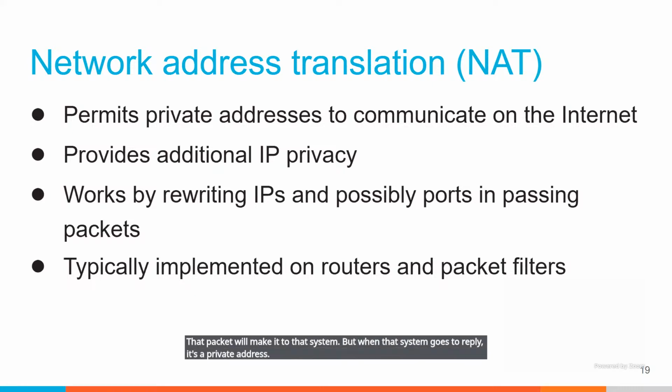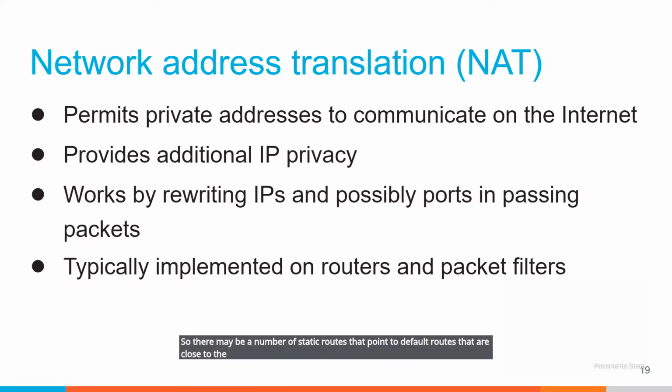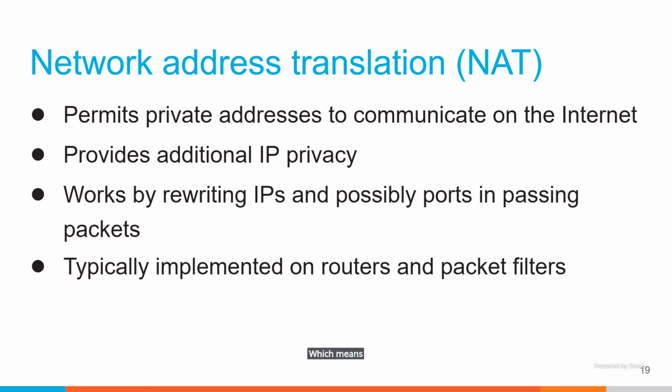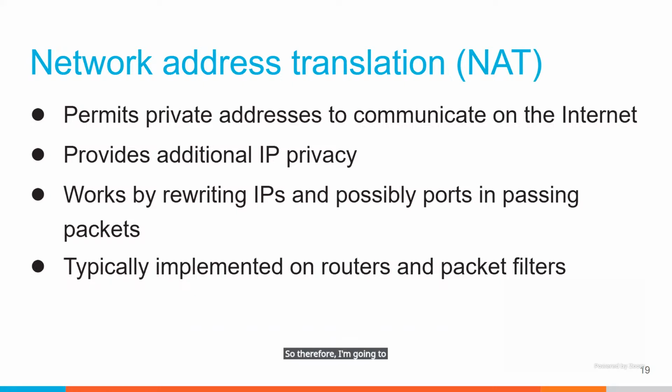So there may be a number of static routes that point to default routes that are close to the server trying to reply, which means it might make it 3 or 4 hops, but it'll eventually get to a BGP router. And when the BGP router sees it's trying to get to 192.168.1.10, it says, hey, I don't have a route entry for that because it's a private address. You're not allowed to route that in the BGP routing tables. So therefore, I'm going to kick back a host unreachable. Sorry, can't get there from here type of thing.